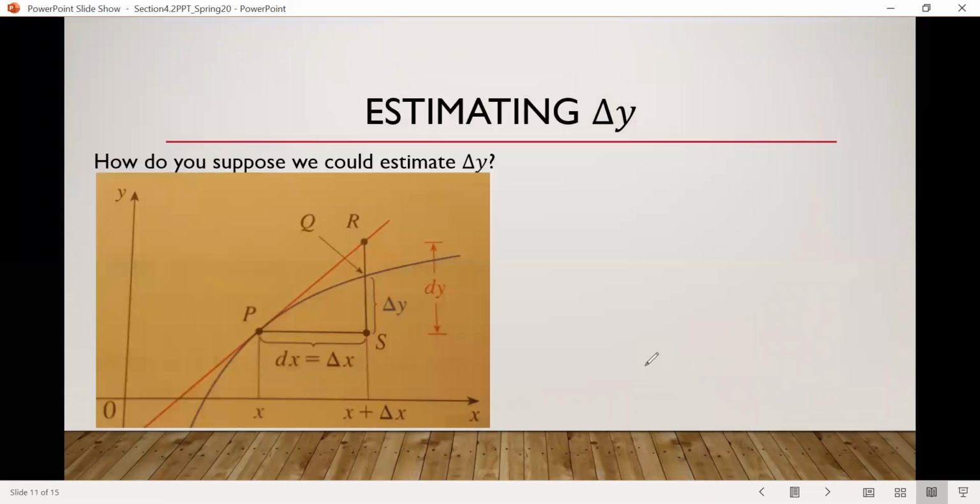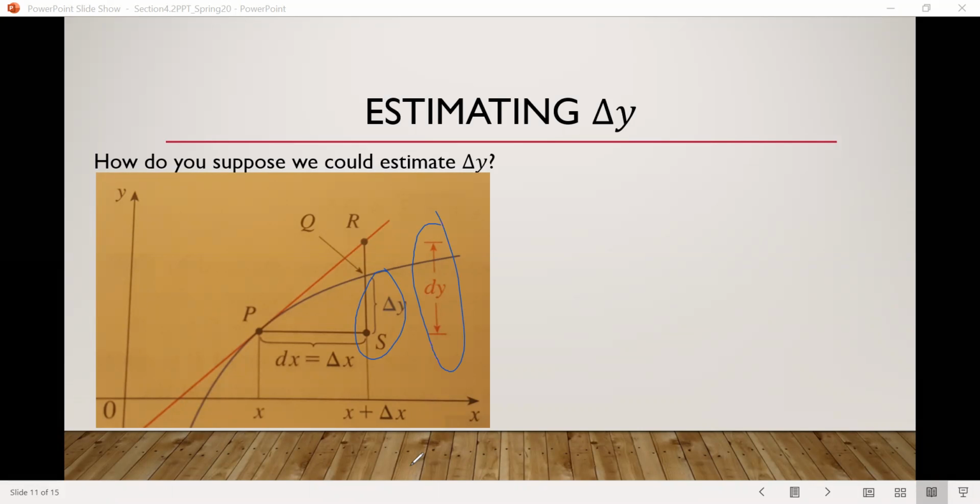Okay, and again, this is just kind of a visual for us to think about that. Again, as you see right here, delta y, the difference between the output values on the actual function, but if we're using the linearization to estimate the function, or estimate values on the function, then we use dy as a substitute or an estimate for that.